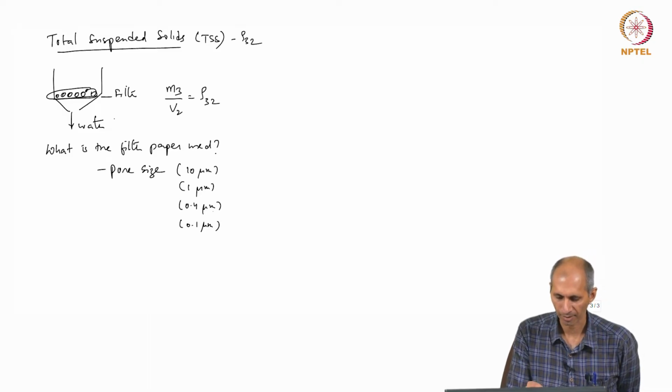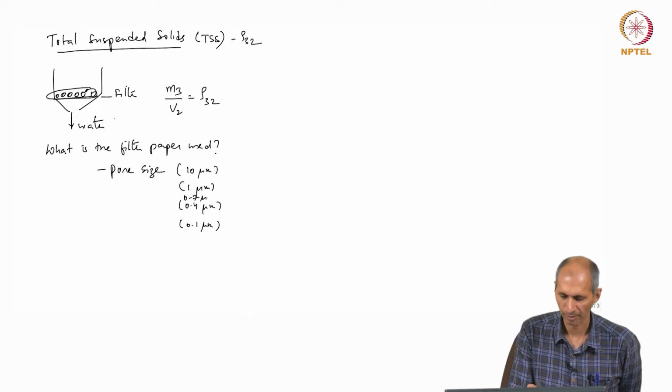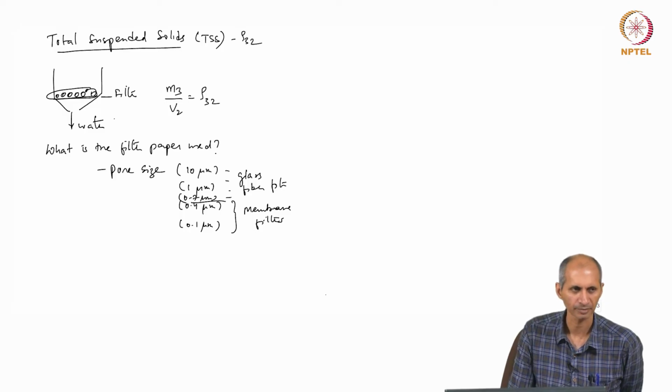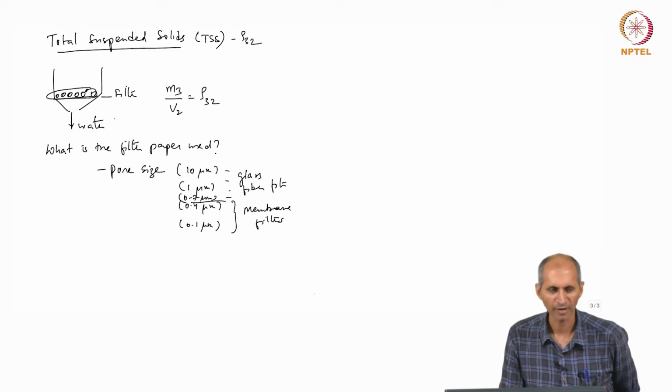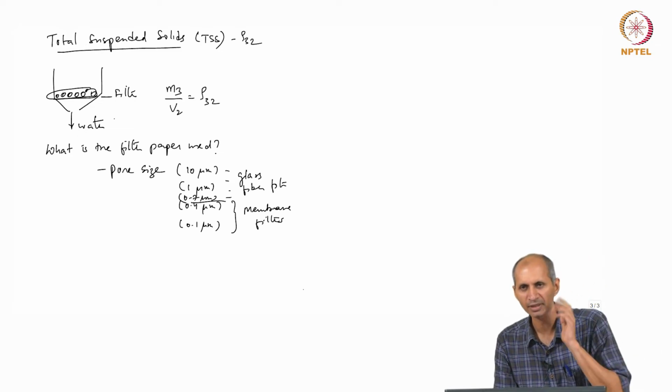Up to about 0.7 microns, you have glass fiber filters. From somewhere around here, you have membrane filters, and you have more specialized filters. So, you have a wide selection of filter papers and filter materials. What will you use?